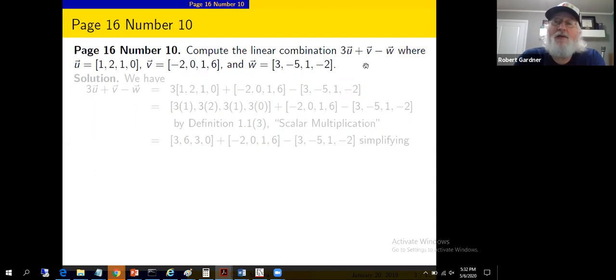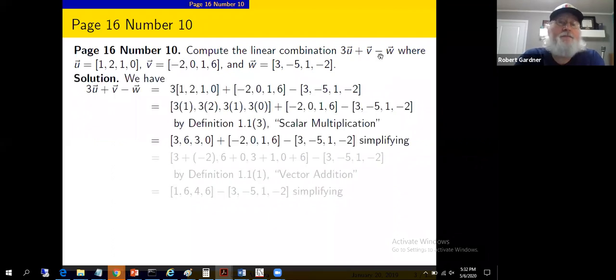We have defined scalar multiplication, vector addition, and vector subtraction. Okay, so let's compute 3 vector u plus vector v minus vector w. Here's vector u, 1, 2, 1, 0. Here's vector v, and here's vector w. All right, let's do the scalar multiplication first, because I typeset it that way. Something's got to be done first. I couldn't add these vectors together because the scalar multiplication is in the way. I could take the difference of these two first if you wanted to. But let's take care of the scalar multiplication first.